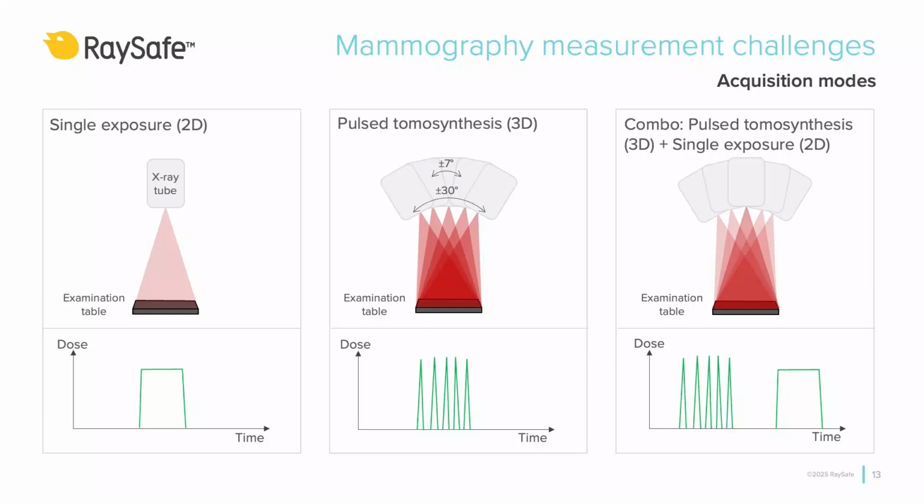The third one is usually called combo. It's a combination of both, and depending on machine, target filter combination, anode angle, or other parameters may be changed between pulses, which means a mix of beam qualities could be used within the same screening procedure.